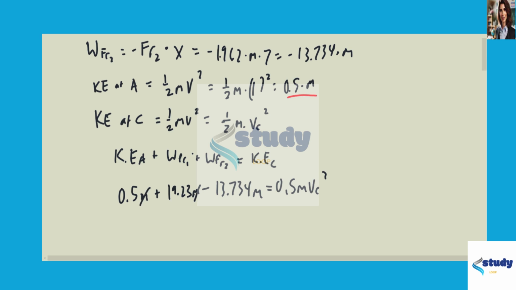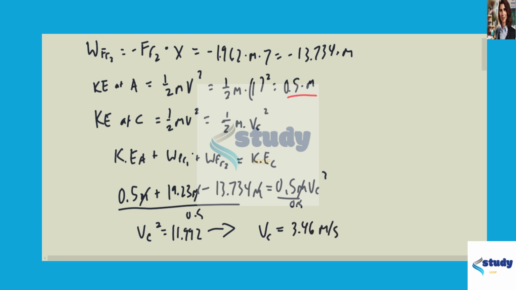So since we have almost everything we need, the m's will cancel out. And now we just have to solve for VC. If you solve that, you just add up or subtract these numbers, then divide by 0.5 on each side. You should be able to isolate VC. Get VC squared equals 11.992. When you square root that, you get the velocity at C equals 3.46 meters per second.